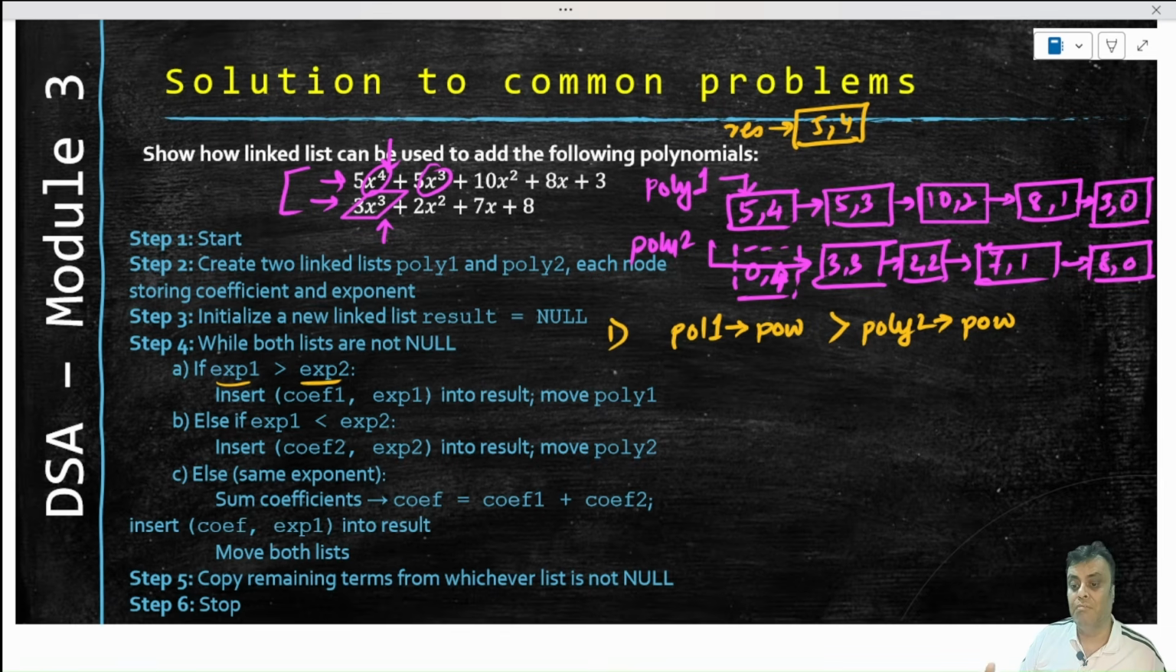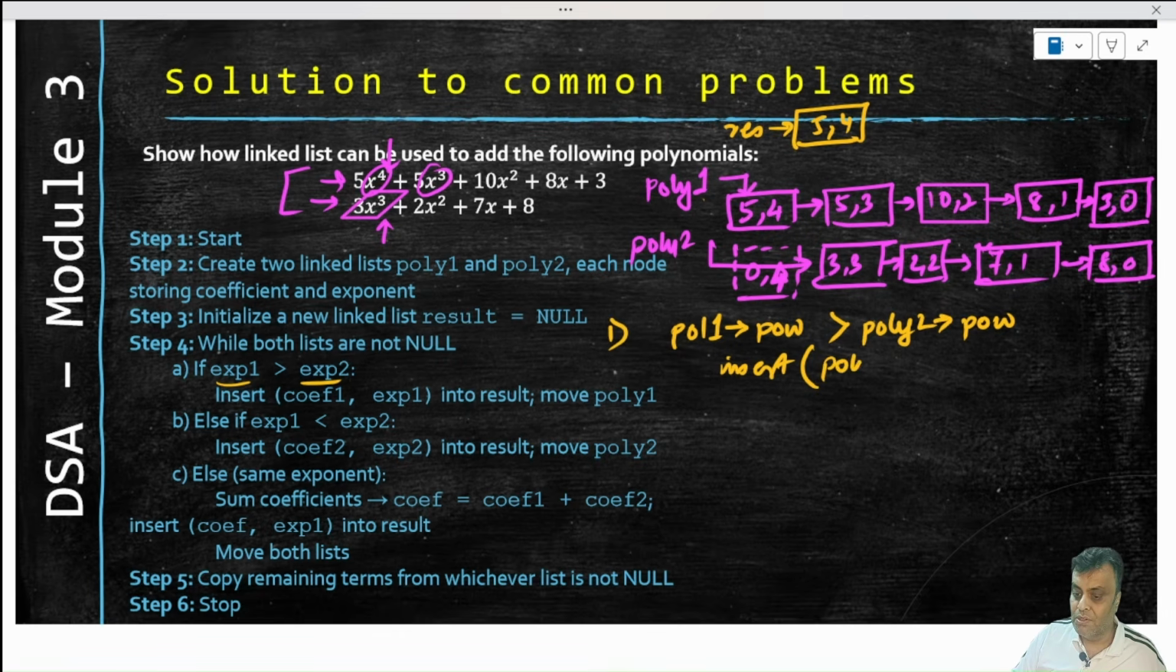Resultant means the sum of these two polynomials. So what we'll say is create or insert into that resultant polynomial. What do we insert? What is the node? The node is 5 and 4. Where is 5 going to come from? Polynomial 1's 5, right? So insert what?